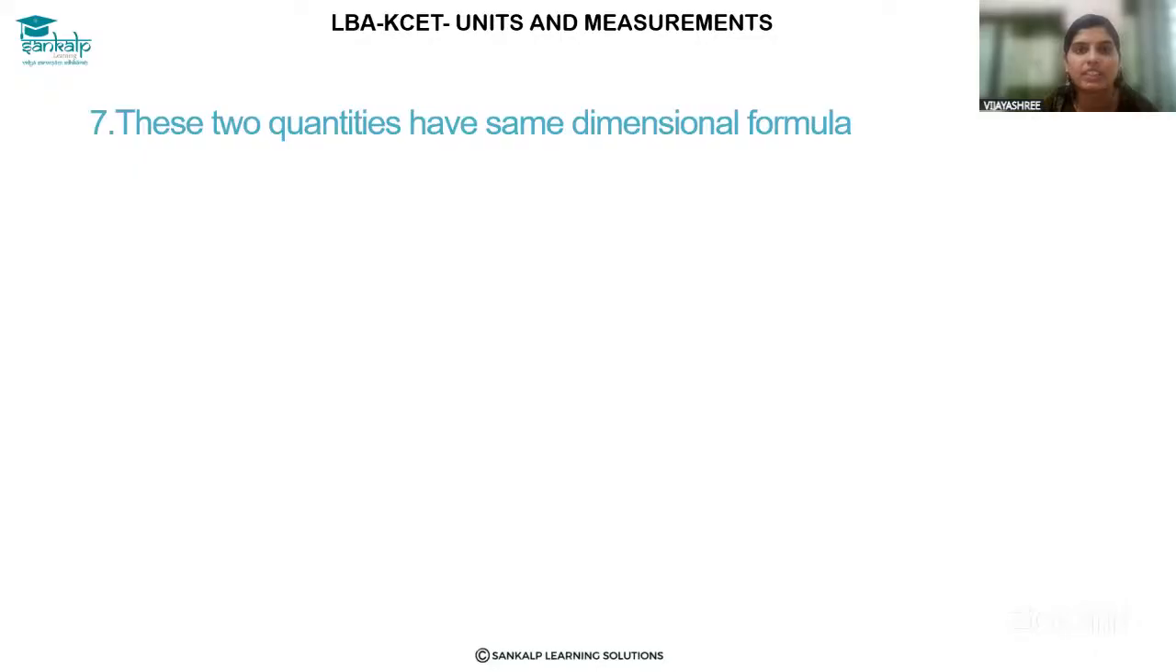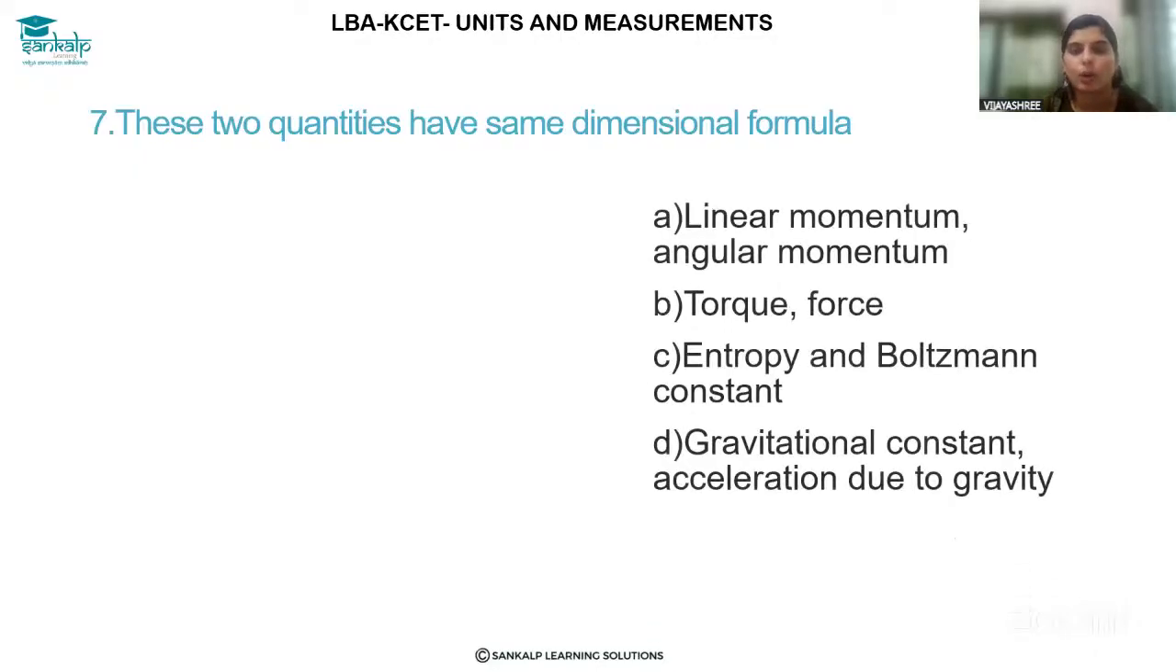These two quantities have same dimensional formula. Options. Option A linear momentum, angular momentum. Option B torque, force. Option C entropy and Boltzmann constant. Option D gravitational constant, acceleration due to gravity.